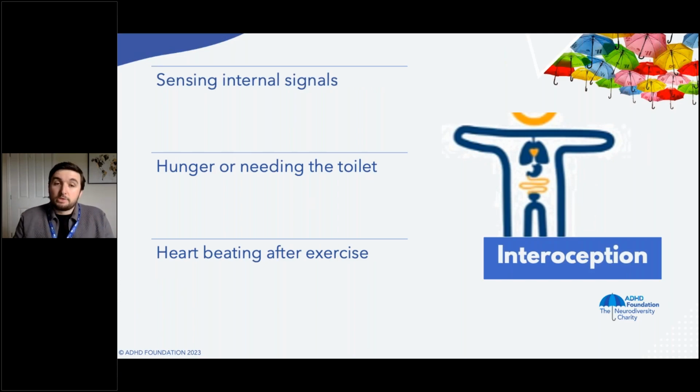Then we've got our interoception as well. Now, this is what helps us to sense our internal signals. So some examples would be when you feel hungry, that physical response, being able to pick up on that response that you need to go and eat. Or it might be feeling like you need the toilet. Also, when you have been on a run and your heart's beating really, really fast, and you can feel that, that's your interoceptive sense at work.